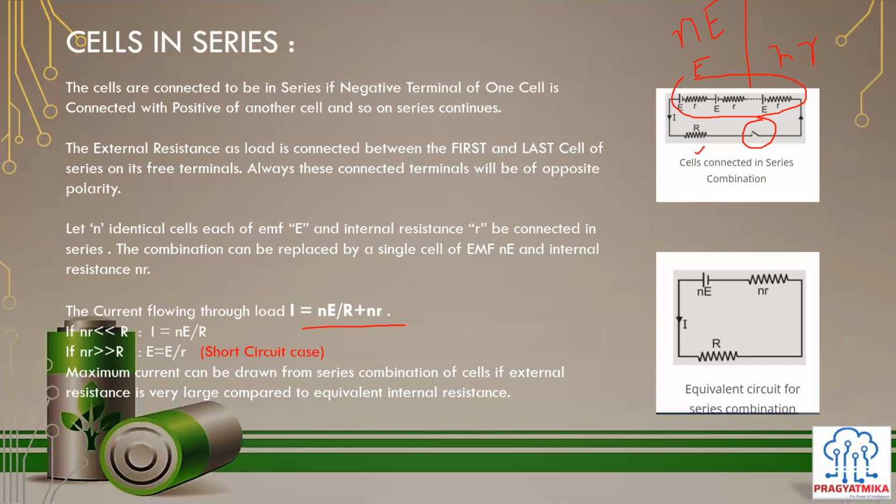If the total internal resistance becomes quite a bit higher than the external resistance that is connected, then the current would be E by r, the maximum, which would be a short-circuiting case for our circuitry. Because the internal resistance becomes quite high, it obstructs the flow of current. So the maximum current can be drawn from the series combination if your external resistance is very large compared to the equivalent internal resistance. This is the ideal case in a series circuit.